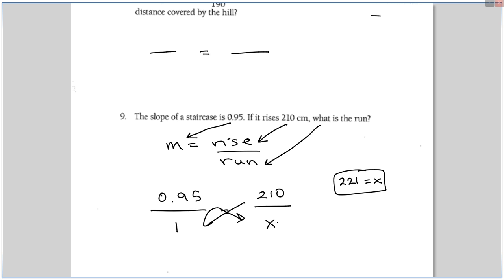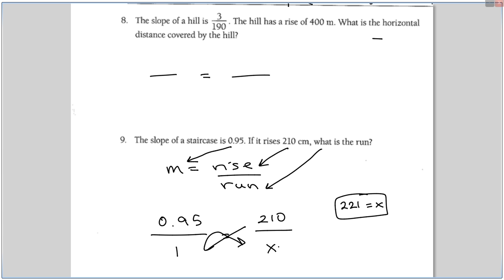Okay, so let's take a look at 8. What do I put on the left side? 3 over 190. Very nice. And what do I put on the right side? Rise over run, 400 over x. What do I times? 190 times 400, dividing out 3, and we're good.